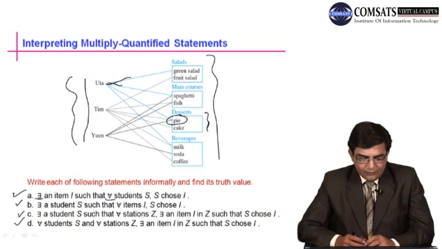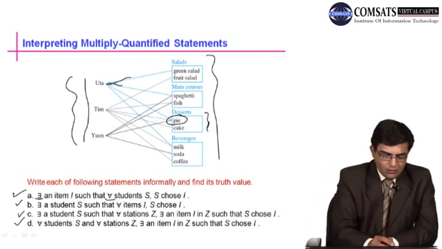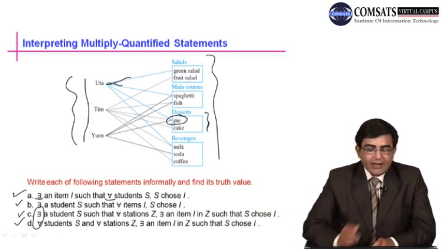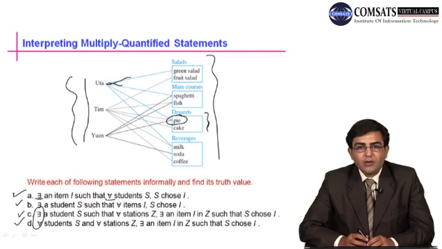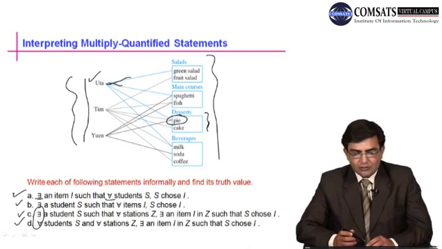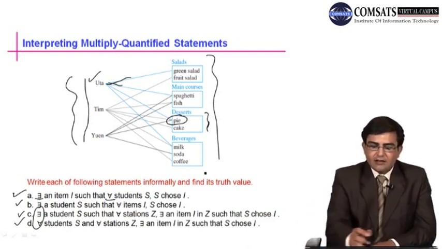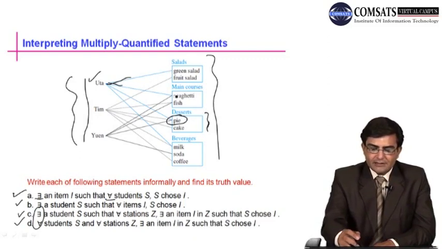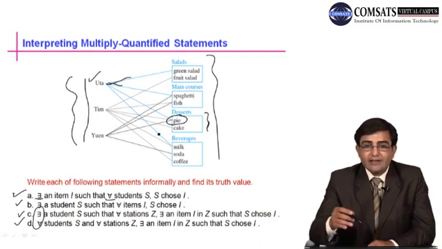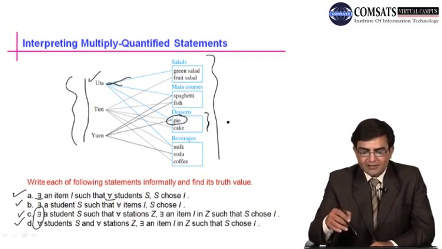For all students S and for all stations Z, there is an item I in Z such that S chooses I. This is what we discussed in part C, but here we have changed only this part. So we have to check whether every student has chosen at least one item from every station or not. Here the first student, Uta, has chosen green salad from the first station, spaghetti from the second station, pie from the third station, and milk from the fourth station. So Uta has chosen at least one item from every station.